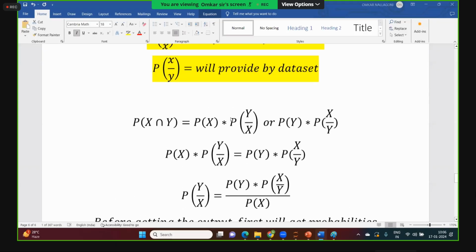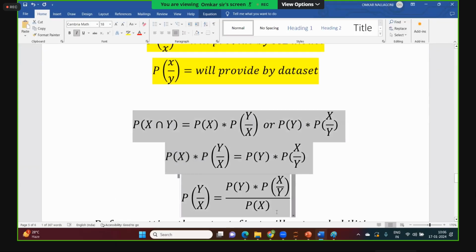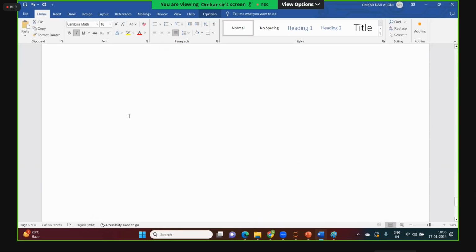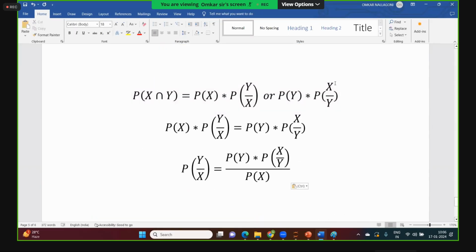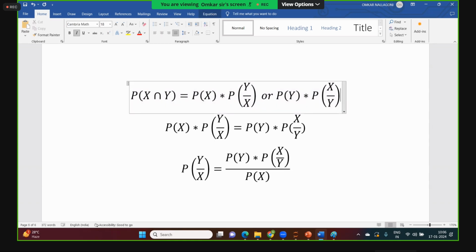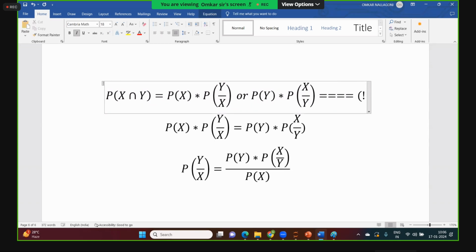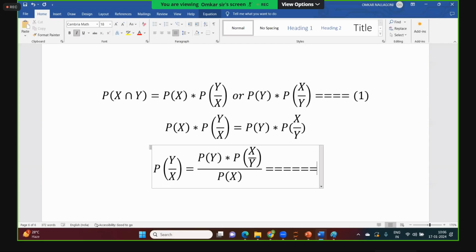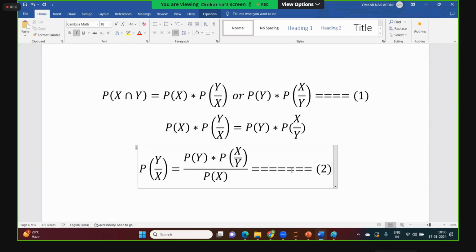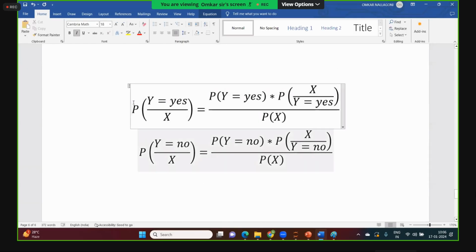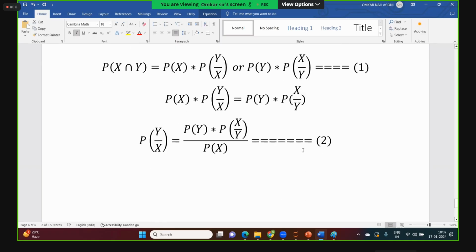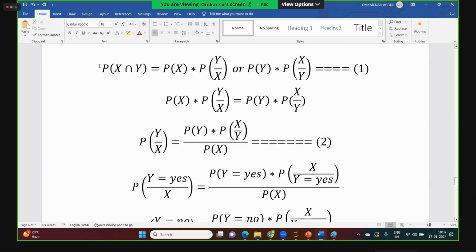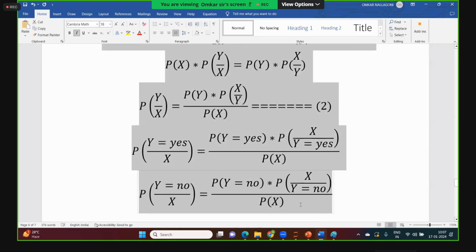Now I'm just writing all these formulas together. This is the multiplication theorem formula, the number 1 formula, and this is the number 2 formula. And from this number 2, we noted these formulas, number 3 and number 4, just to minimize this.